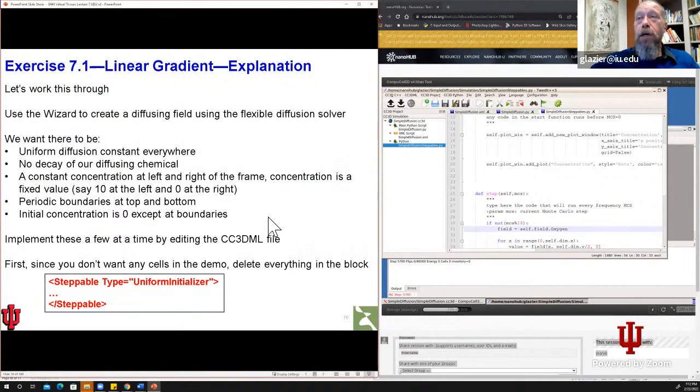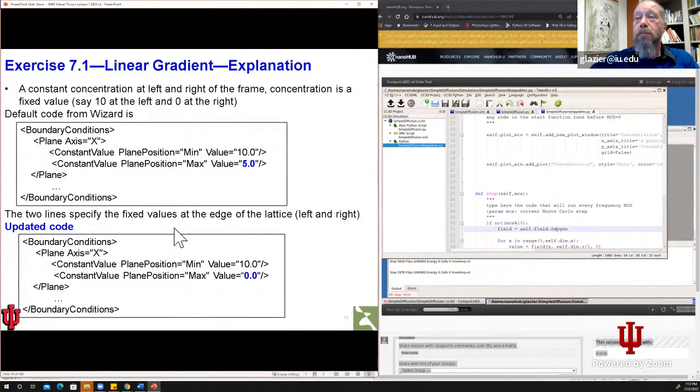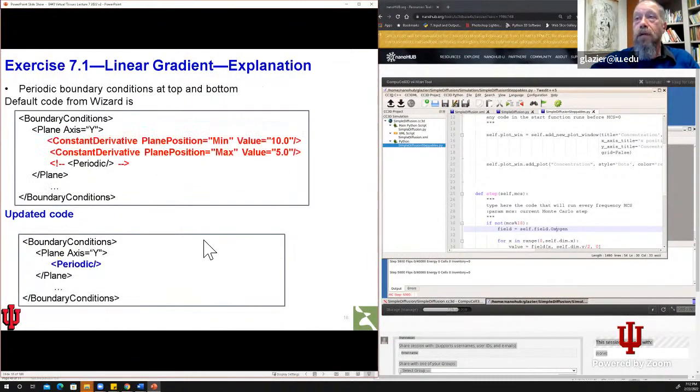So just to remind you, and I think I can skip this now, I have a walkthrough of all of the lines in this. Again, the key things that we're going to do is set the diffusion constant and decay constant to 0. We'll set the minimum and maximum values from 10 to 0. And the y-axis we set to periodic boundary conditions.